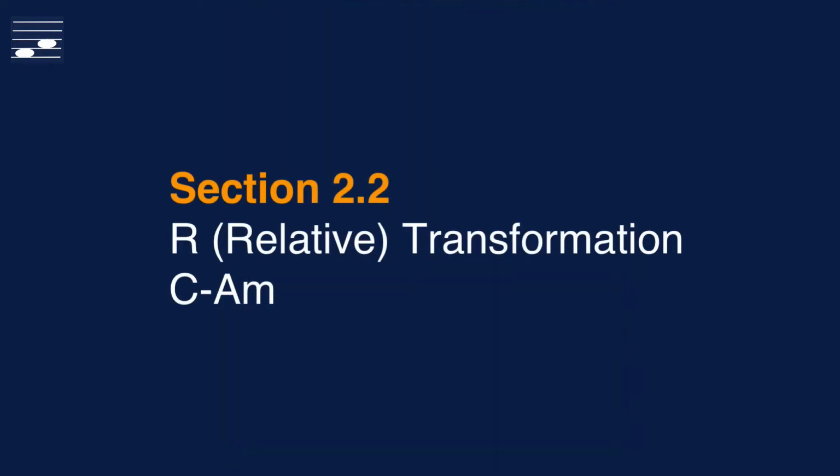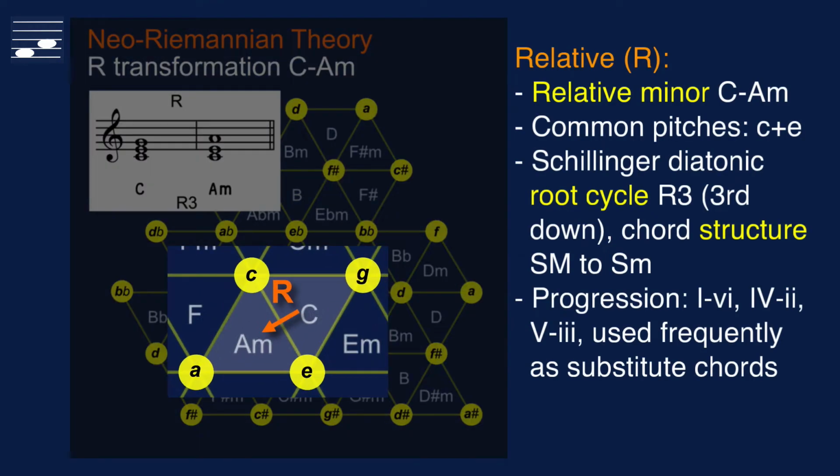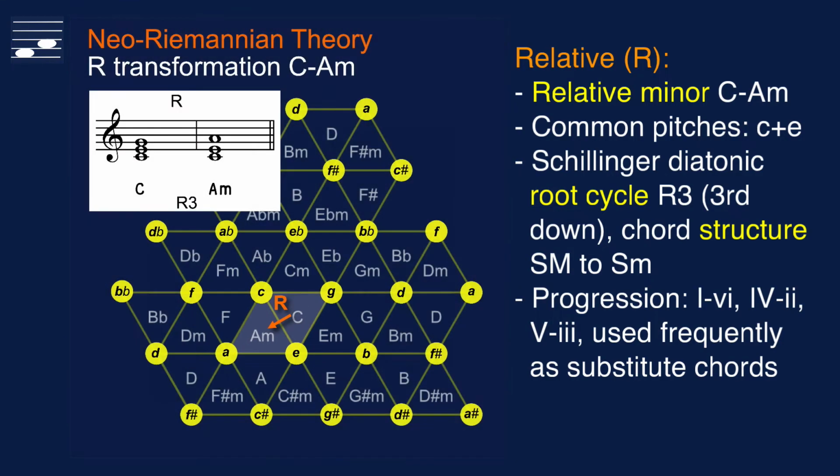With the R transformation from C to the relative minor triad A minor, the root moves down a minor third, and the 2 overlapping pitches are C and E. The smooth, stepwise voice leading shows the target chord in first inversion position.